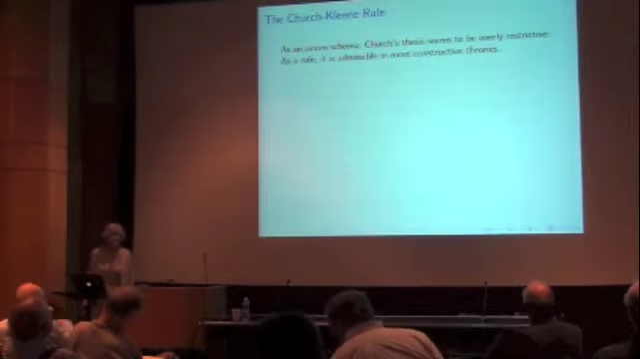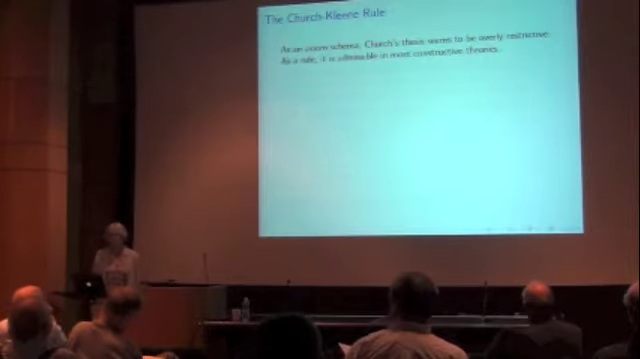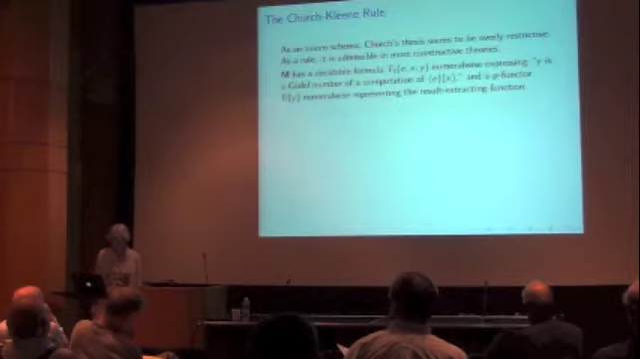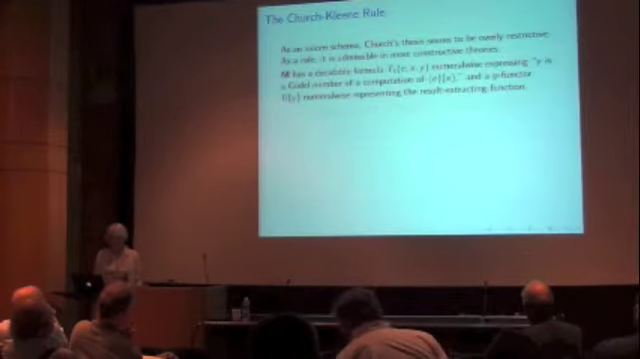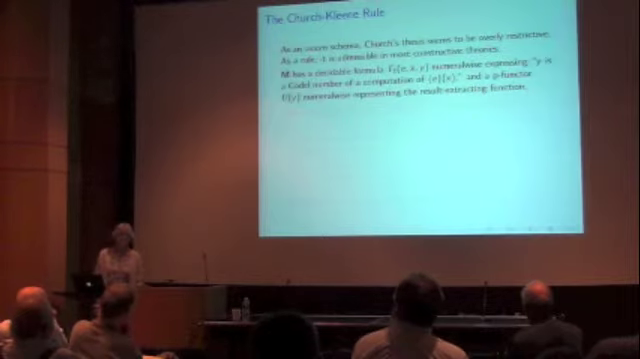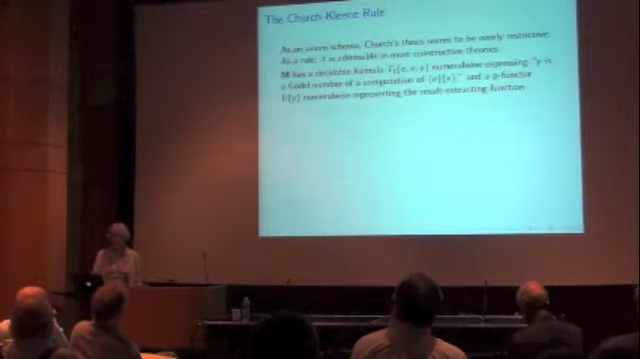As an axiom schema, Church's thesis is too strong. As a rule, however, it is admissible in most constructive theories. So M has a decidable formula, which numeral-wise expresses y as a Gödel number of a computation of e of x, and a p functor representing, numeral-wise representing the result extracting function.